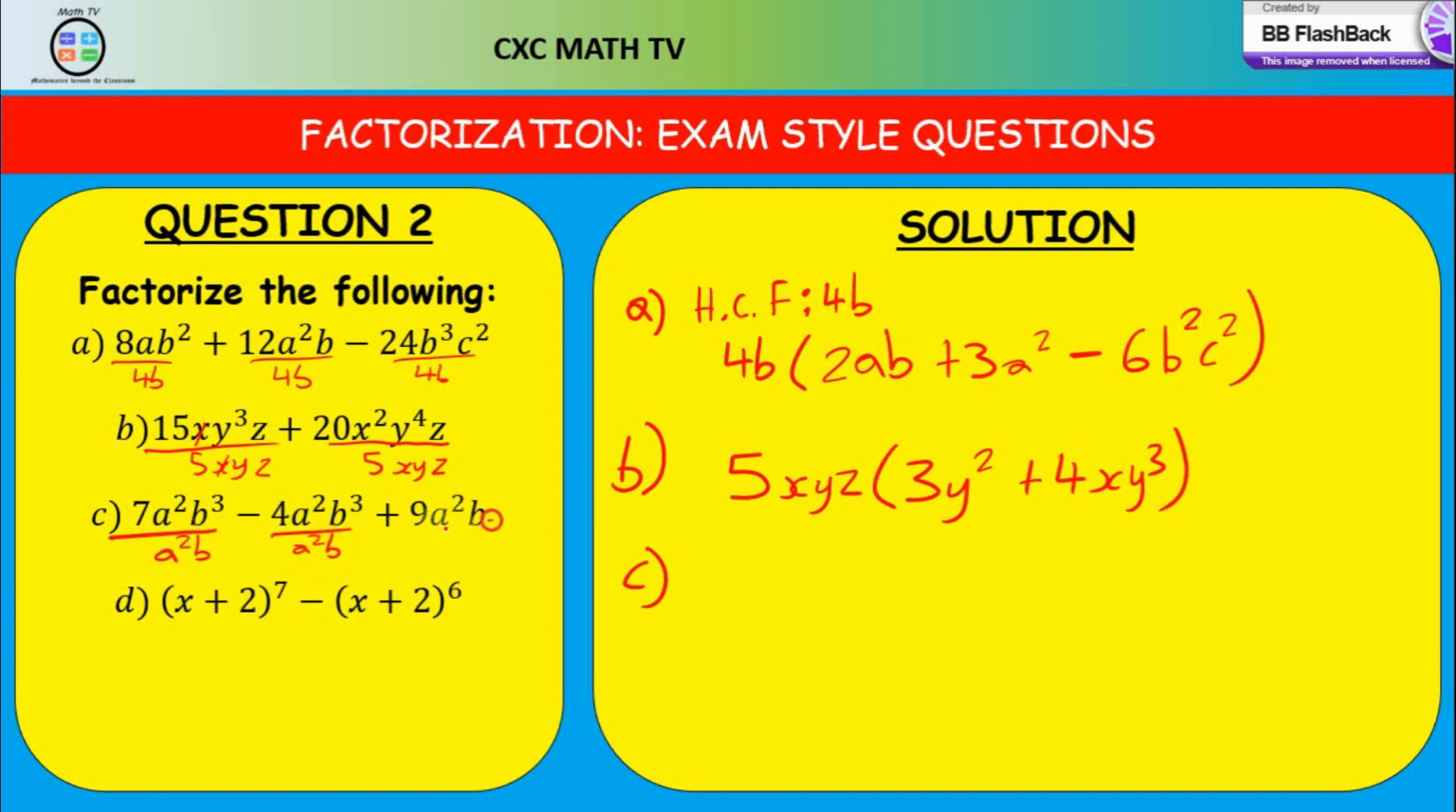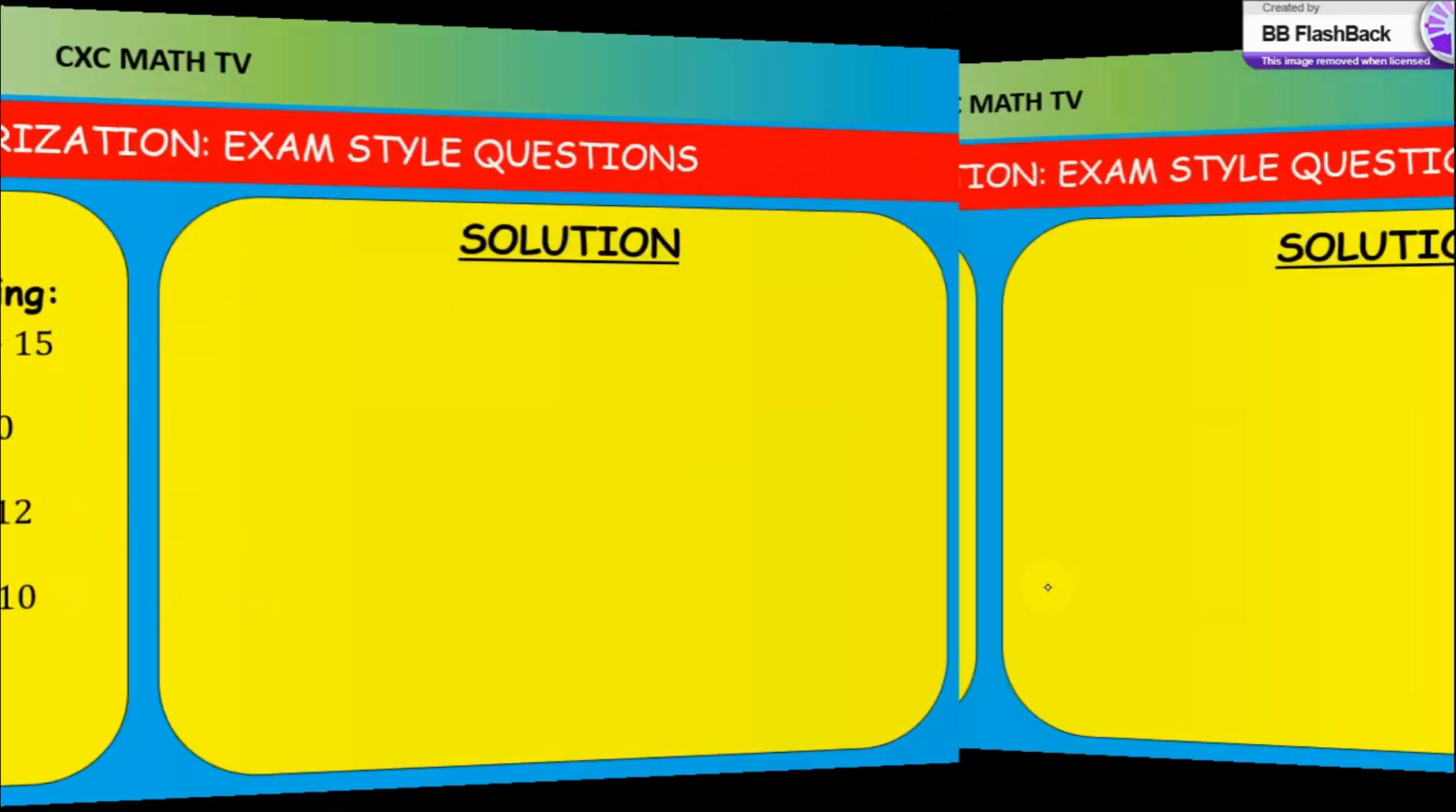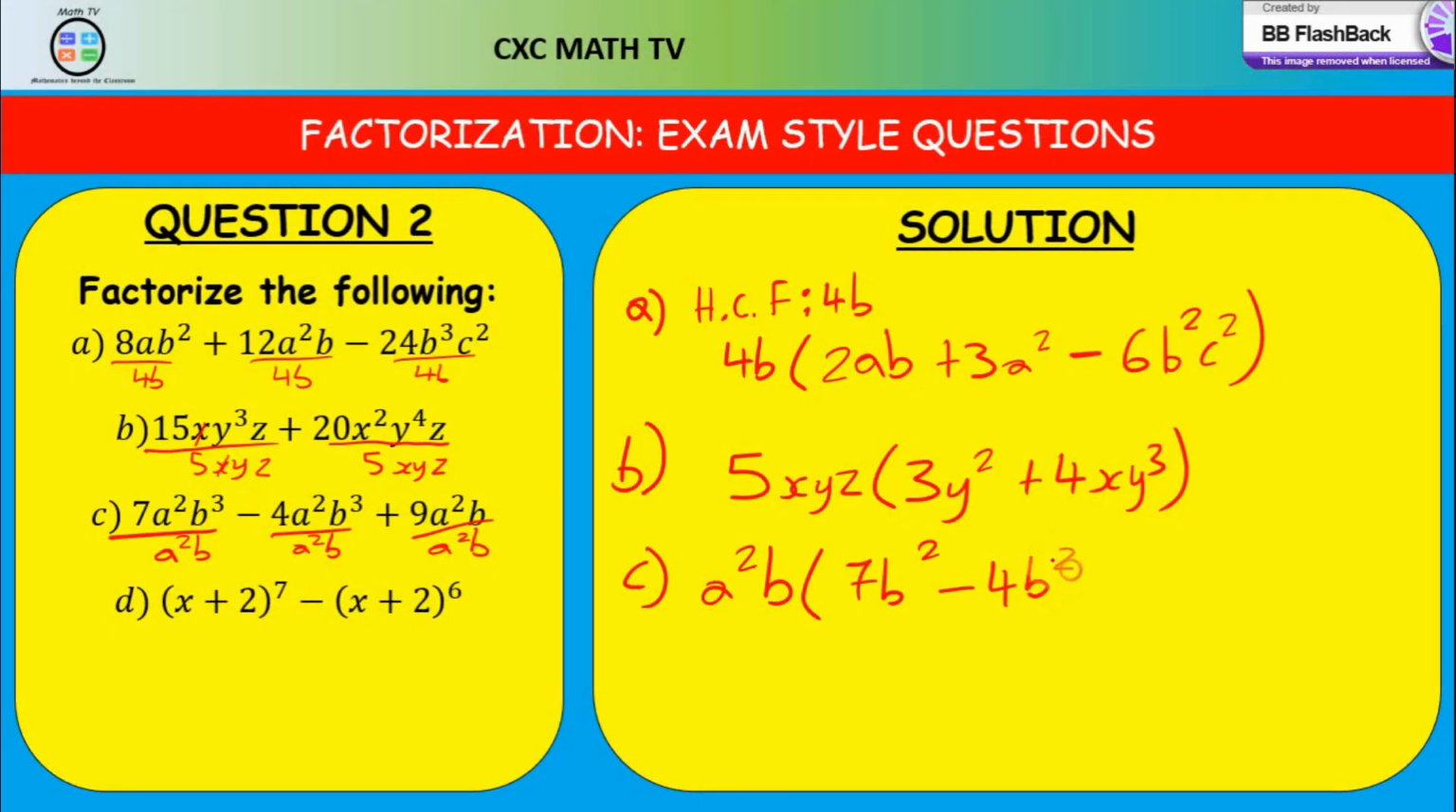So we take out a squared b, in bracket. This leaves 7. a squared divided by a squared gone. b cubed over b leaves b squared, minus a squared over a squared gone, b cubed over b leaves b squared. So now we have 4 b squared. Then a squared cancels a squared, b cancels b, we have plus 9.